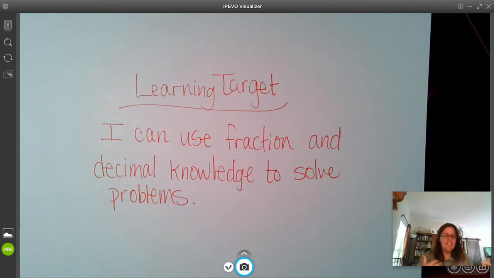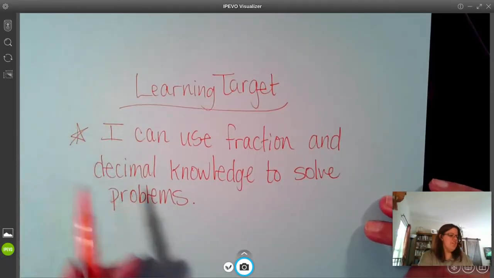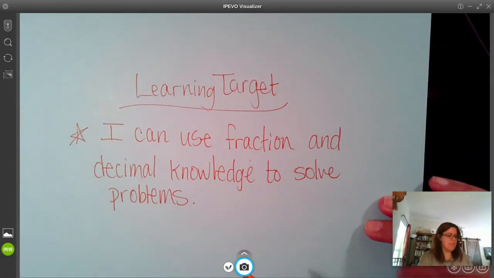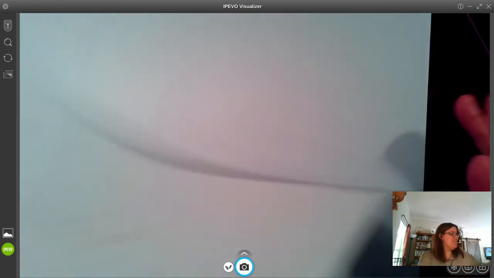We're going to go over a few different things. So, we're going to start with our learning target. You're going to be using fractions and decimal knowledge, what you know about fractions and decimals, to solve problems this week. So, let's go ahead and get started.